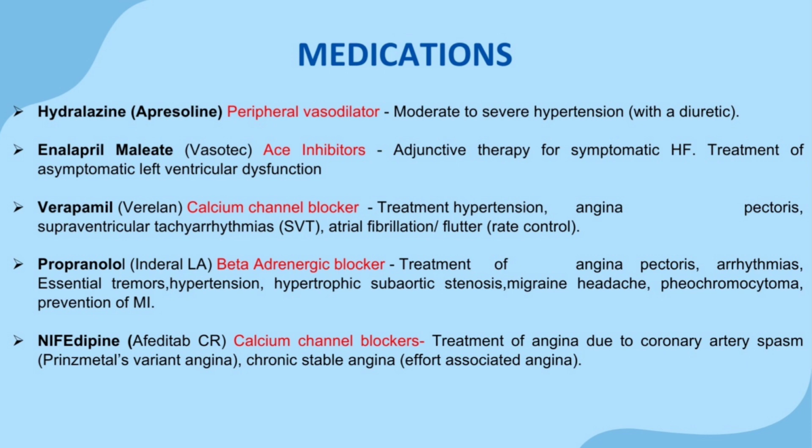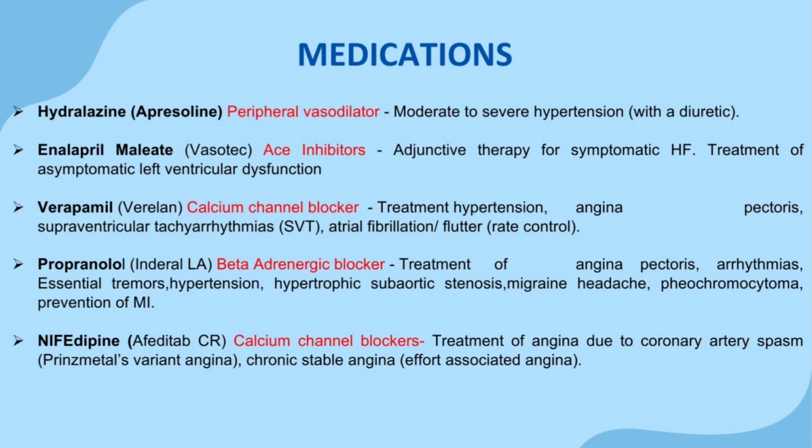The next drug is verapamil, and its brand name is Verelan. Its classification is calcium channel blocker. Indication: treatment of hypertension, angina pectoris, supraventricular tachyarrhythmias or SVT, atrial fibrillation or flutter; off label, treatment of bipolar disorder or manic manifestation, and hypertrophic cardiomyopathy. Its therapeutic effect is it decreases heart rate, decreases myocardial contractility, and slows SA and AV conduction. It decreases total peripheral vascular resistance by vasodilation.